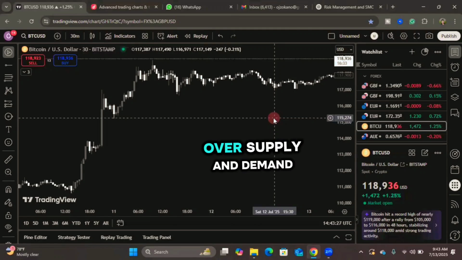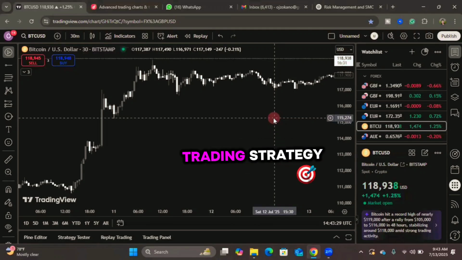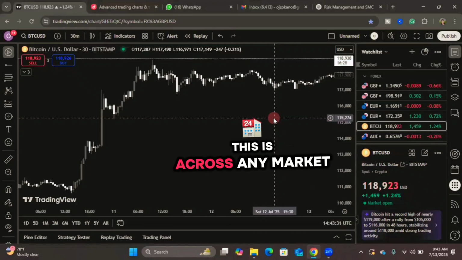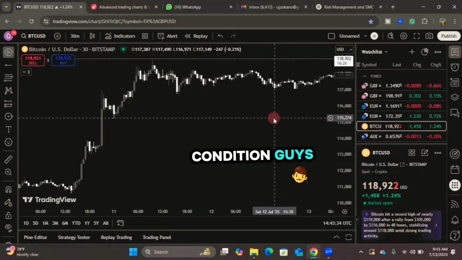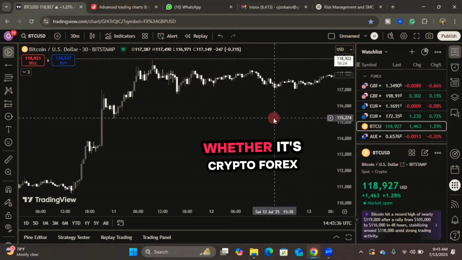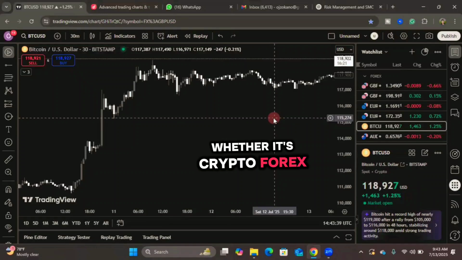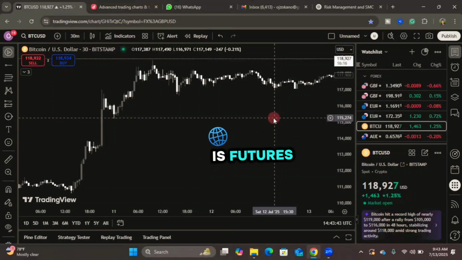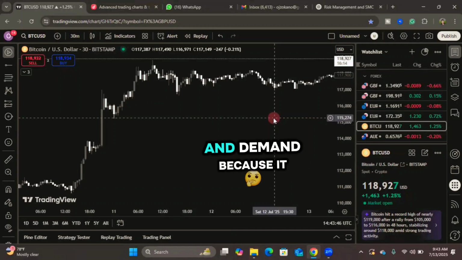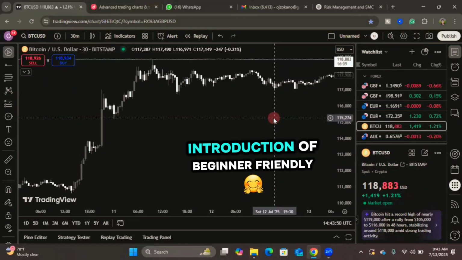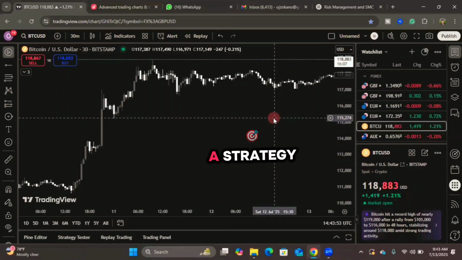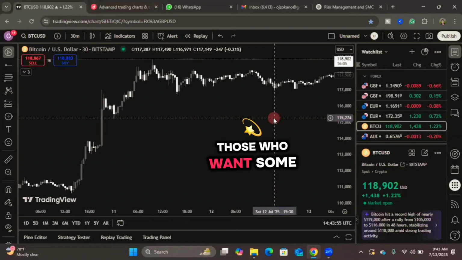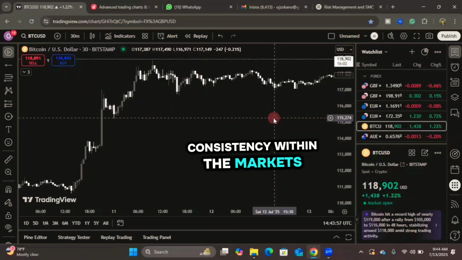So we'll be going over a supply and demand trading strategy. This is across any market condition, guys. Whether it's crypto, Forex, volatility index, futures, whatever it is, you can trade supply and demand because it works across the board. This is our introduction, beginner friendly, for those who want a strategy, those who want some consistency within the markets. All right, so what is supply and demand?